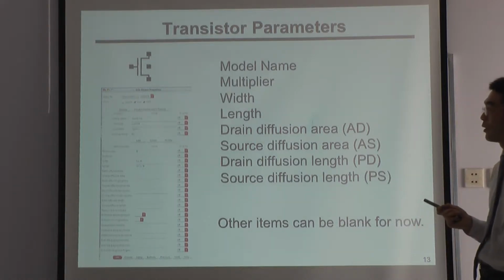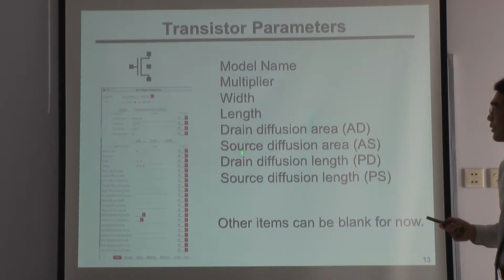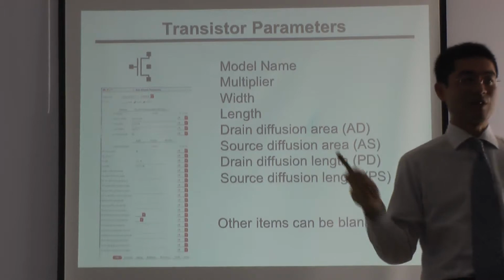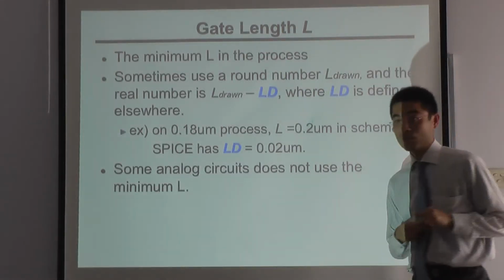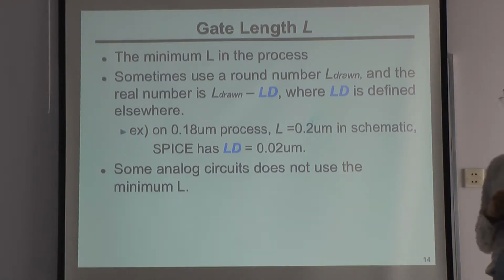So the important ones are the first model name and multiplier, width, length, and drain diffusion area AD, source diffusion area AS, drain diffusion length PD, and PS. These 1, 2, 3, 4, 5, 6, 7, 8 items are important. And other than this, you can ignore. So first we will see them one by one. The first thing is gate length.